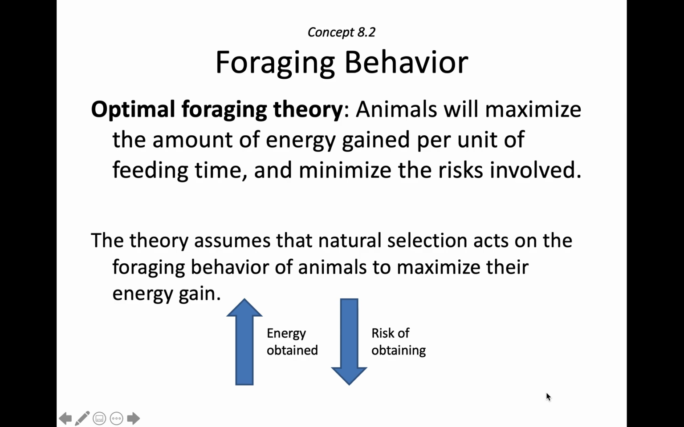One example of an ultimate explanation is the optimal foraging theory that really dives into why animals forage the way that they do. And the optimal foraging theory states that animals will maximize the amount of energy gained per unit of feeding time and minimize the risks involved. So, what it does is it explains that there's a balance between the energy obtained from a resource and the risk and time involved obtaining that resource. So evolutionarily, this maximizes energy gain for the organism.